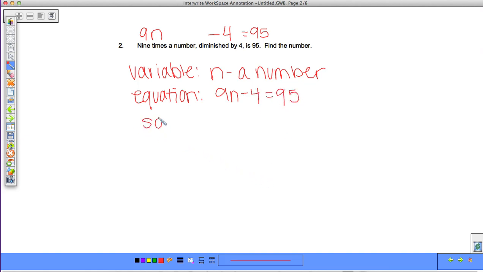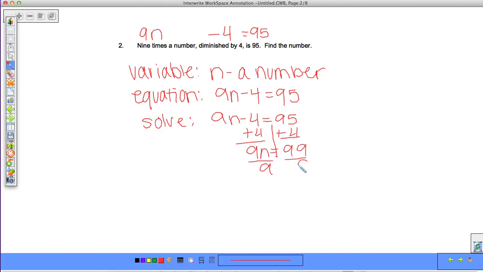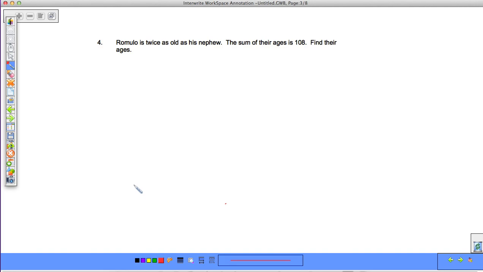Now we actually want to solve it and find our number n. So from here, I'm going to add 4 to both sides. 9n equals 99. Then I'm going to divide by 9 on both sides, and we get n equals 11. Our next problem says Romulo is twice as old as his nephew.